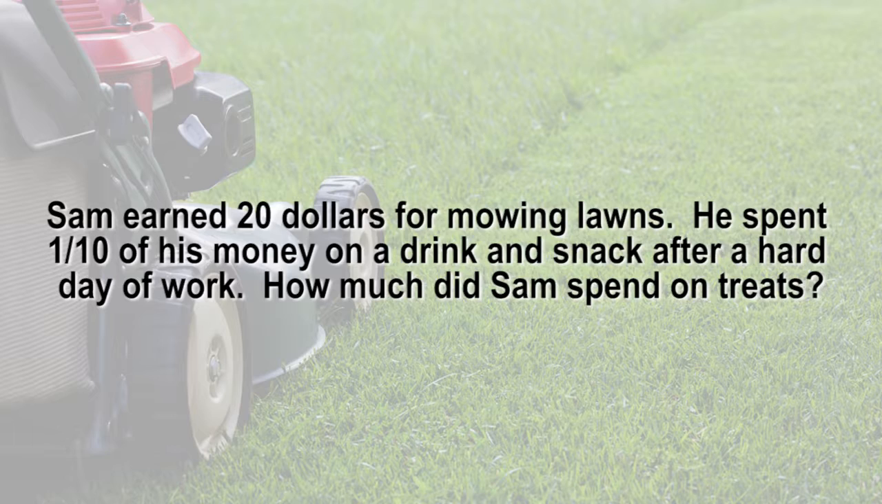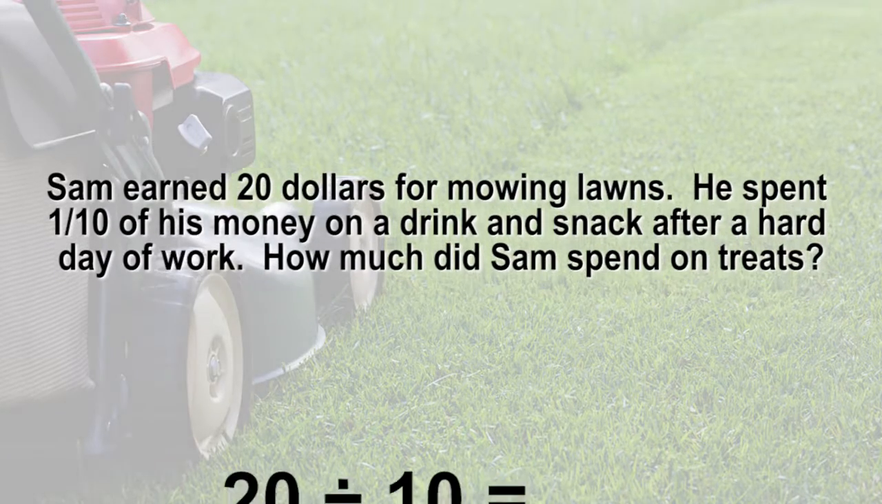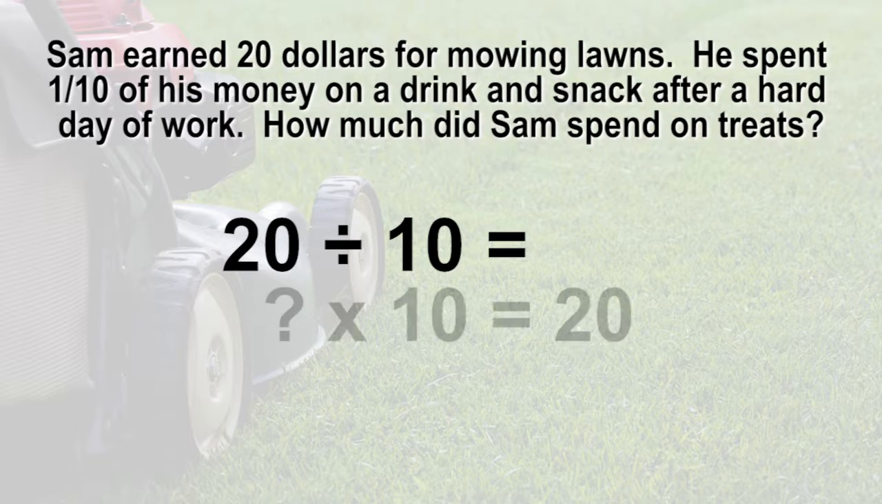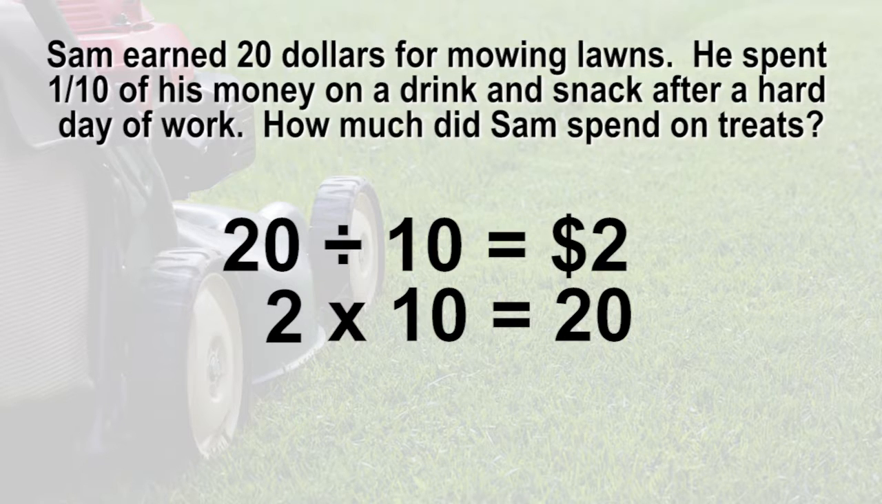Sam earned $20 for mowing lawns. He spent 1/10 of his money on a drink and snack after a hard day of work. How much did Sam spend on treats? Your child might recognize that 1/10 of 20 is 20 divided by 10. Most students should be able to quickly solve this using multiplication facts to help them. For example, what multiplied by 10 is 20? The answer, of course, is 2, so Sam spent $2 on treats.